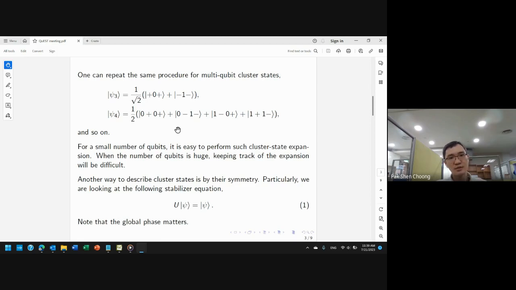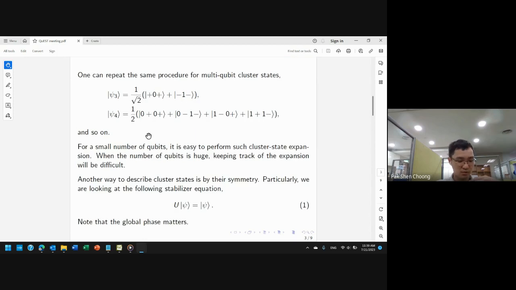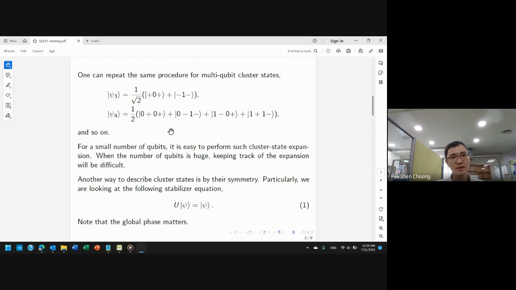But as you can see, if it is a small number of qubits, then basically you can just calculate like this. But if the number of qubits becomes larger and larger, then eventually it's very hard for you to keep track of everything. So that's why people usually use the stabilizer formalism when they try to specify cluster states. And there's a very easy way for you to identify the stabilizers.